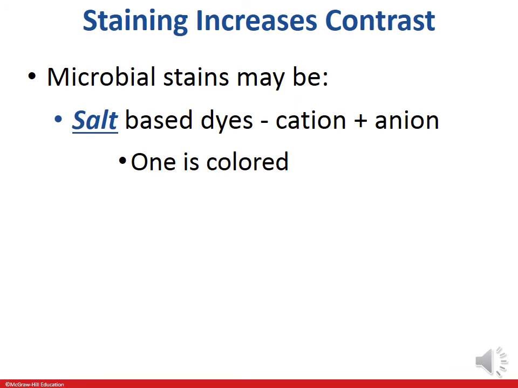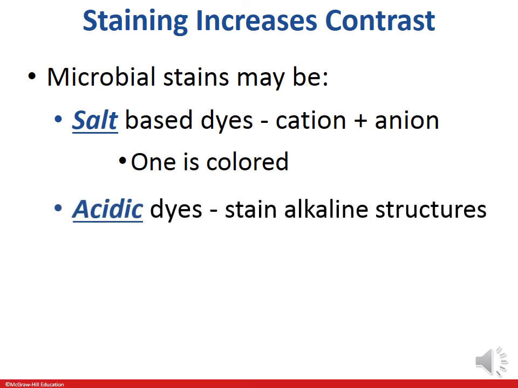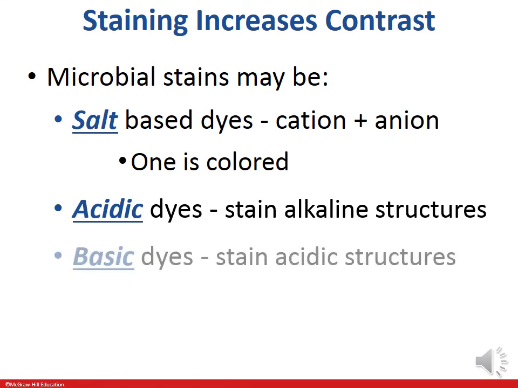Then, of course, we need to add some contrast, because the cell structures are literally invisible under the microscope. So most microbial stains are going to be in the family of salts, and if you recall the definition of a salt, it's something that dissociates into a cation and an anion. Depending on the different dye that's being used, one of those two ions is going to be tagged with what they call a chromophore, or the pigment. Acidic dyes are going to be like opposites attract. They're going to stain alkaline structures, and basic dyes are going to stain acidic structures.